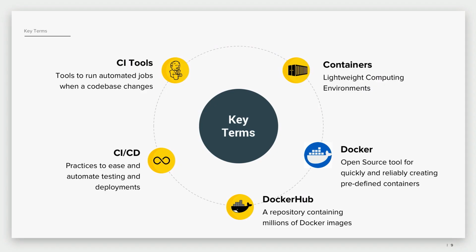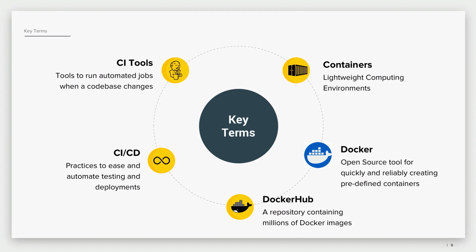OK. What is Docker? First of all, I want to level set. There are 5 key terms that you need to know. So first of all, containers. What are containers? Containers are lightweight computing environments. This is my laptop. This is a lightweight computing environment. But containers are even lighter. They have 0 weight. They're like virtual machines, but they're even lighter than virtual machines. It's basically a place you can run stuff. Docker. Docker is an open source tool for quickly and reliably creating predefined containers. I'm going to come back and describe what that means in detail, but that's Docker.